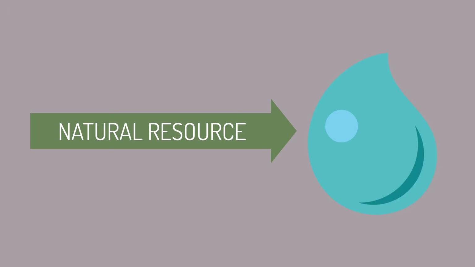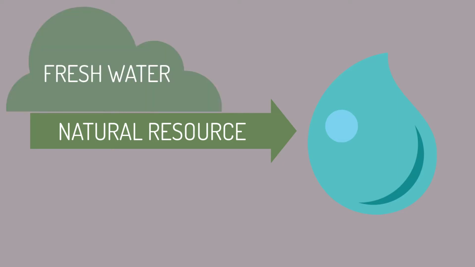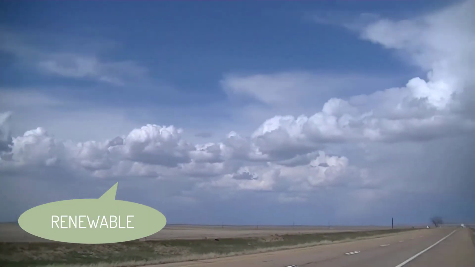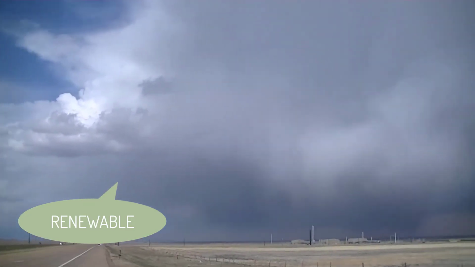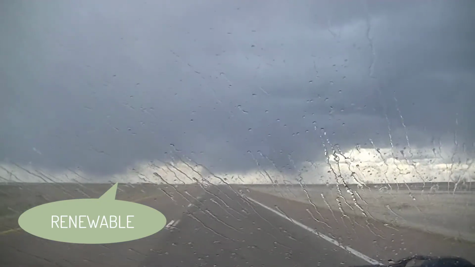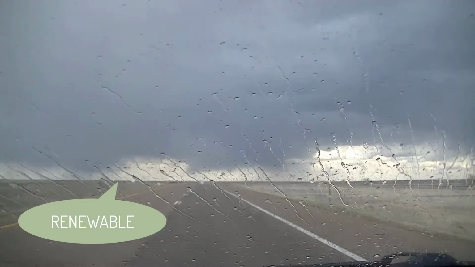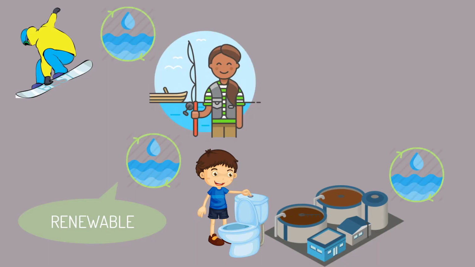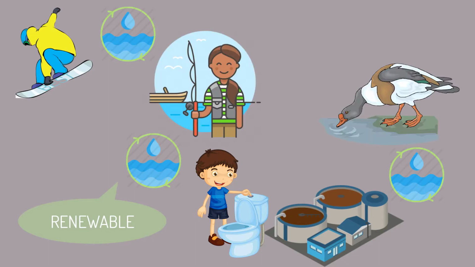Water is a natural resource, which is something nature creates that we people can use. Fresh water is a renewable natural resource, as it is renewed in Earth's water cycle. And it can be cleaned and recycled over and over before it is exhausted.